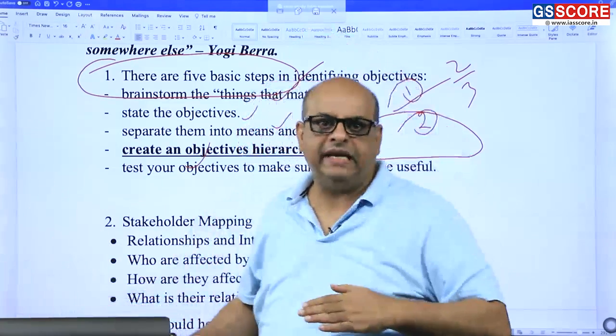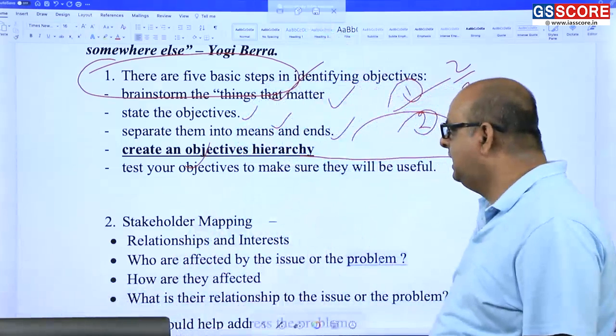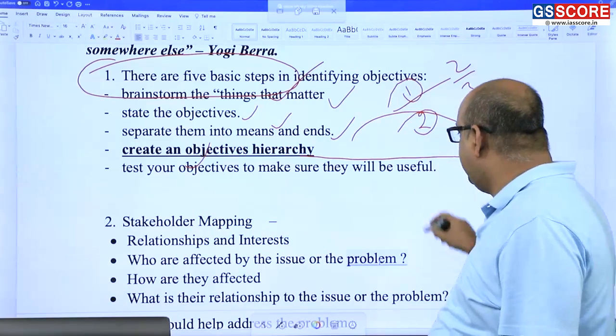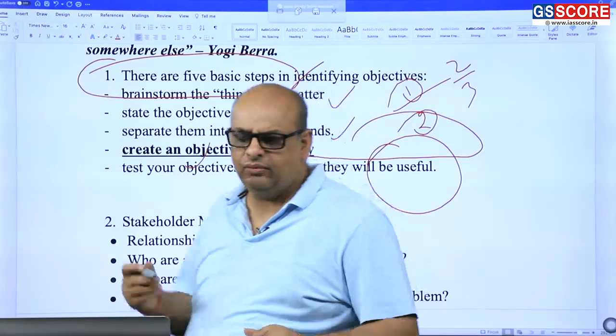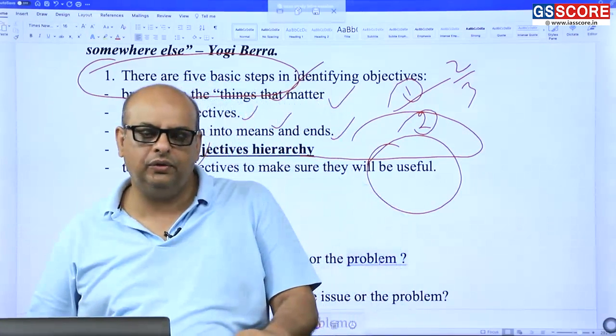So you need to be very clear that this is going to be the hierarchy, and test your objective to make sure that they are useful. In the sense, test your objective: why you want to achieve.